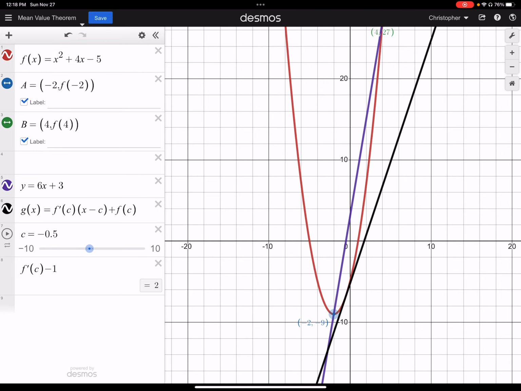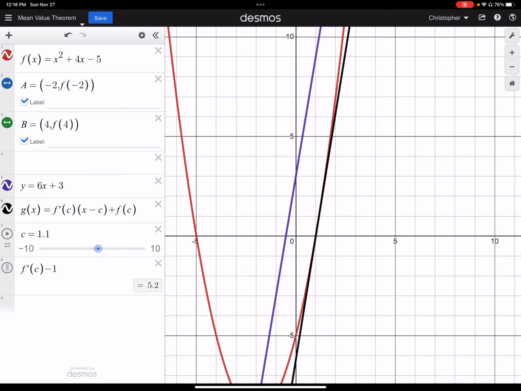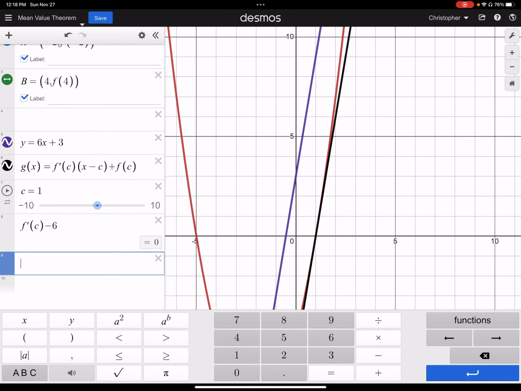And if we zoom out a bit, we can see that the purple line contains both of our points. So now, if we move our slider to x equals 1, notice that the slope, oh, that's 1.1. Let's move that back to 1. And so now, if we set our derivative equal to 6, because that's the slope of the tangent line at that point, we see that at x equals 1, we get 0 again. That difference is 0. So what it shows is that these lines, again, are parallel.